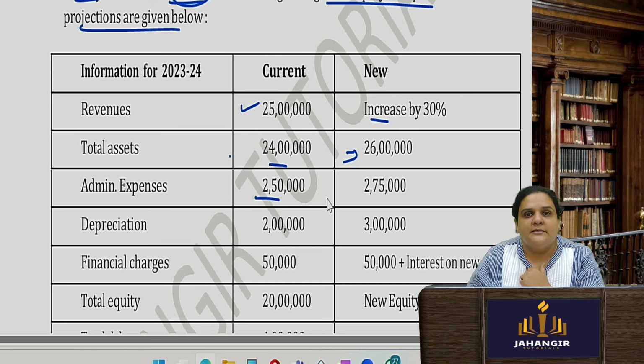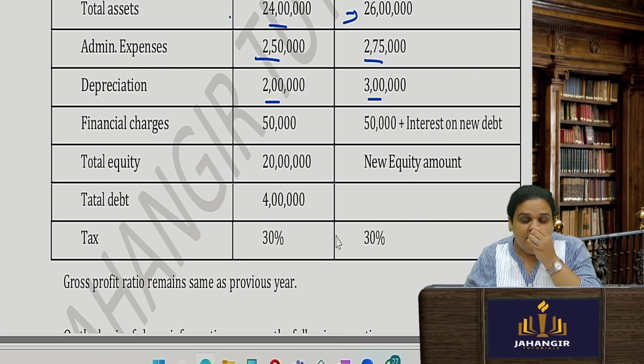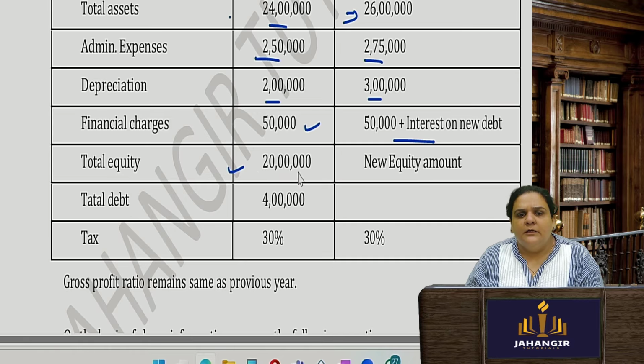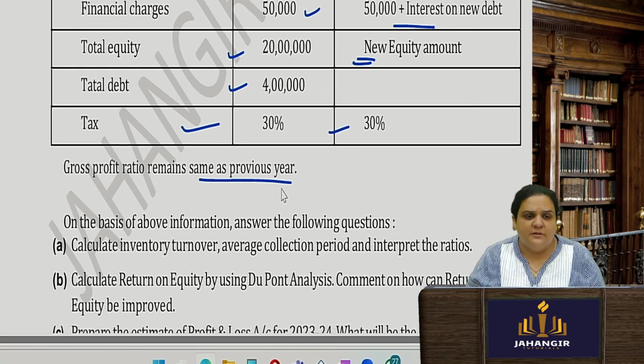Administration expenses are 2 lakh 50, which is given; 2 lakh 75 will be new. Depreciation new will be 3 lakhs. Financial charges of 50,000 will stay, plus interest on the new debt. Total equity is 20 lakhs, plus the new equity amount. Total debt is 4 lakhs. Tax is 30%. Gross profit ratio remains the same as the previous year.